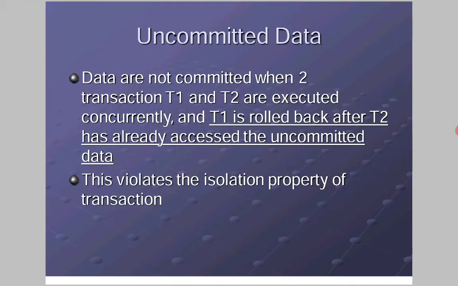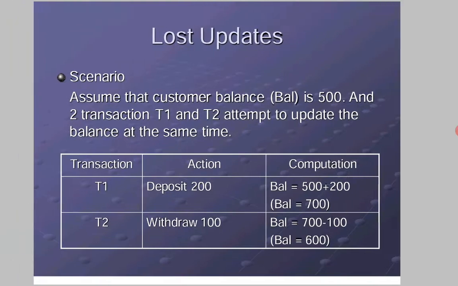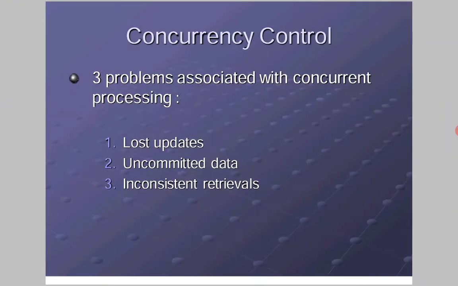So what are the problems when considering consistency? When we try concurrency control, problems exist. Three main problems are raised. First one is lost updates, which means updates are not properly completed.